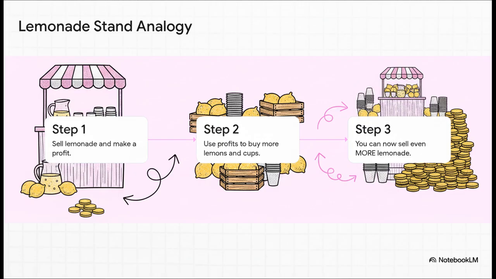You take that profit and you buy more lemons, more sugar, more cups. The next day, you can sell even more lemonade. You see where this is going? That profit gets reinvested to make even more profit. That's compounding in a nutshell.